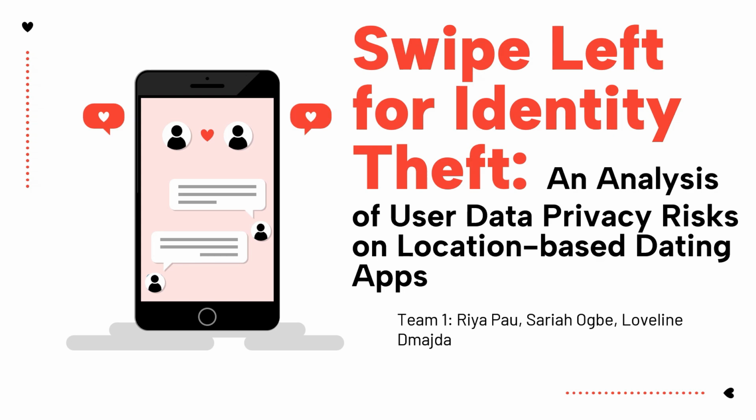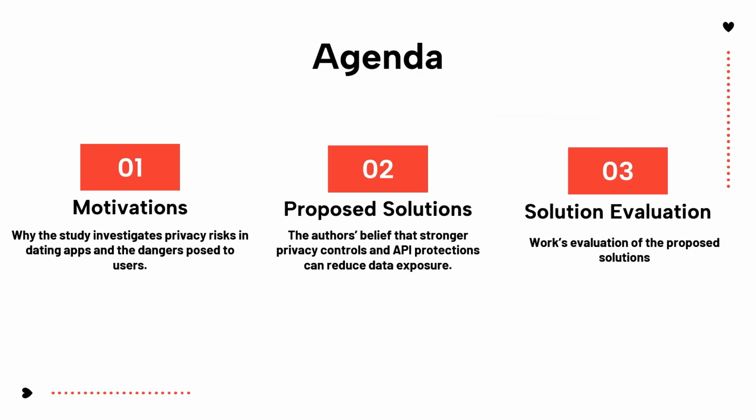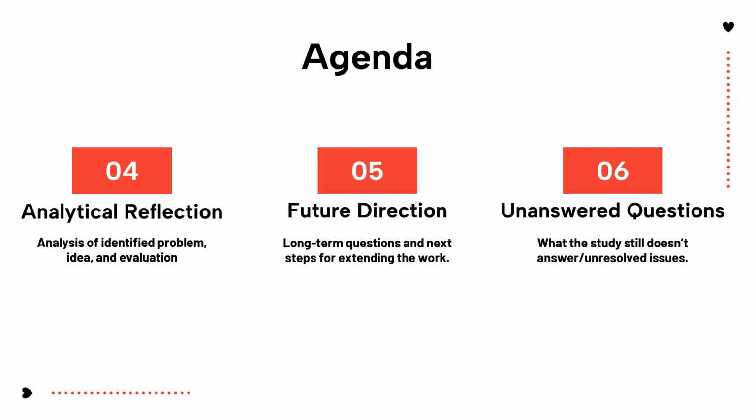So we are Team 1, and in this presentation we are analyzing the research paper Swipe Left for Identity Theft, an analysis of user data privacy risks on location-based dating apps. In this presentation, we'll first go over the motivations of the paper, followed by the proposed solutions, then the evaluation of the solutions. Then we will do an analytical reflection, discuss future directions of the paper, and any unanswered questions we were left with.